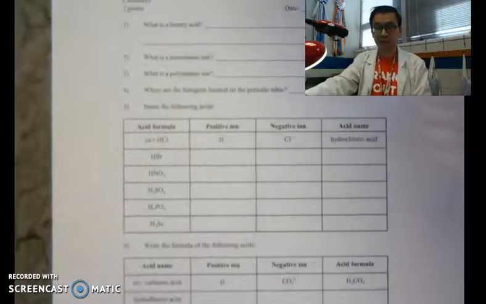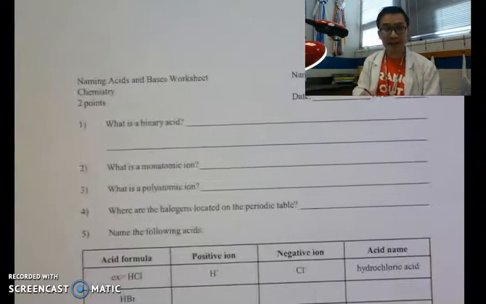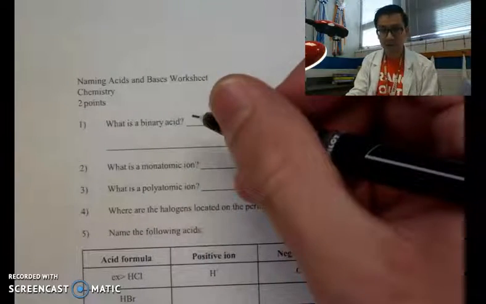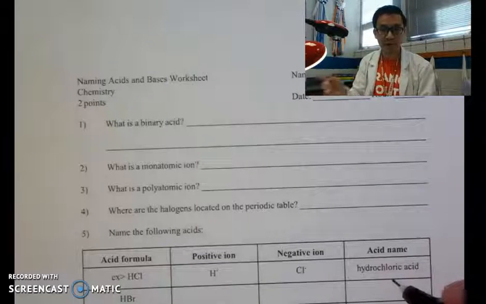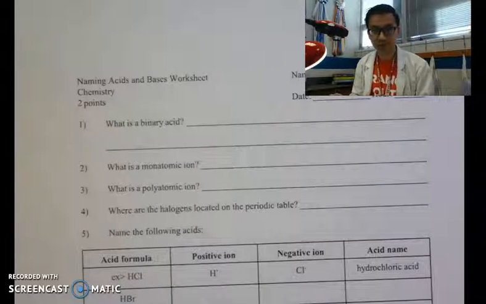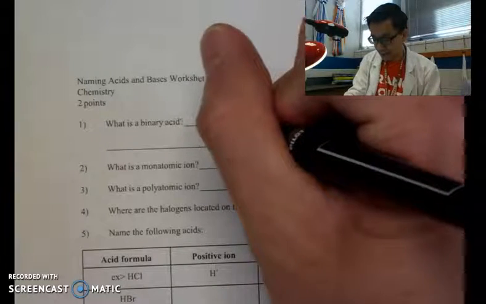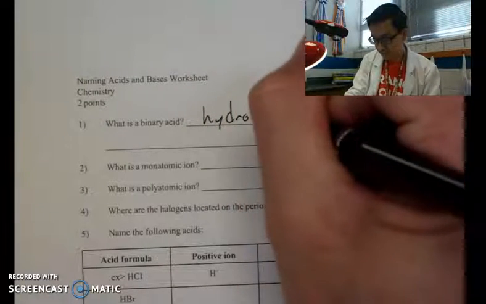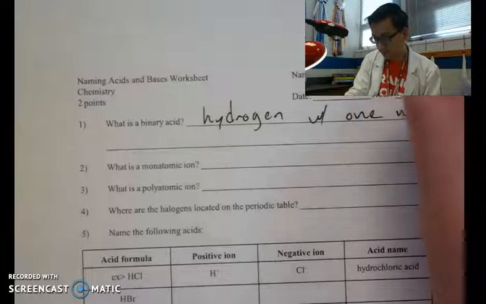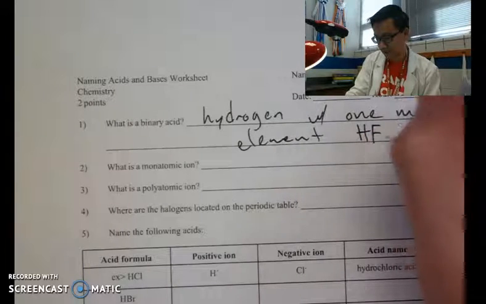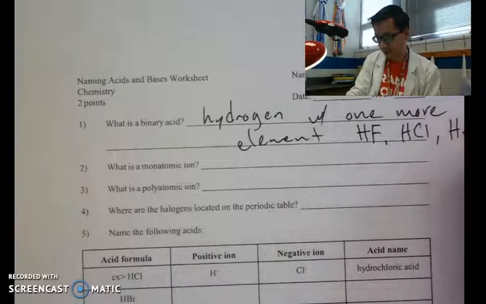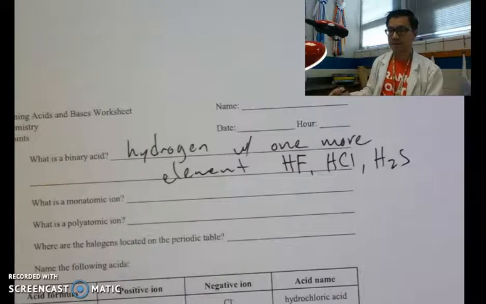Then you might have this other one to emphasize or reteach what you just learned. What is a binary acid? Well, don't move on to this one until you finish the other one. Pause it, finish the other one, and then move on to this one. But I'm going to put it in one video to make it simple. Binary acid means hydrogen with one more element, like HF, HCl, H2S, things like those. There are still two elements.